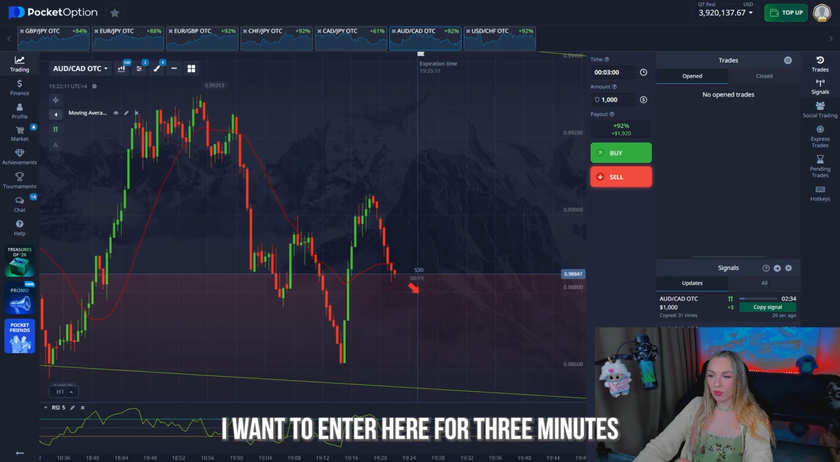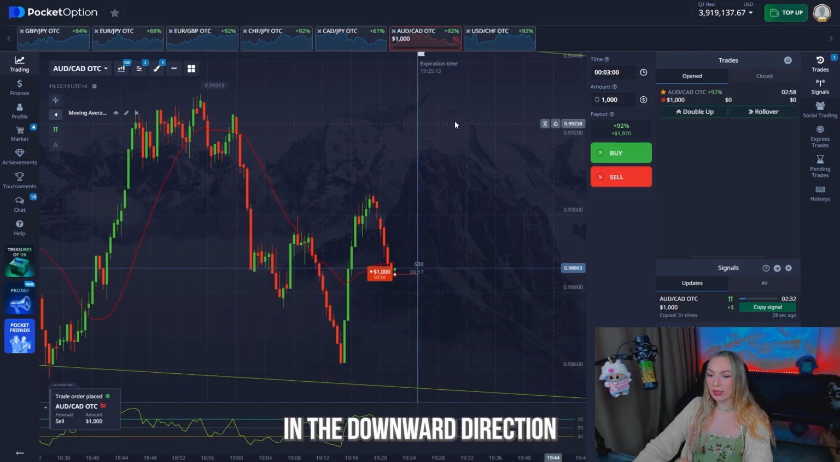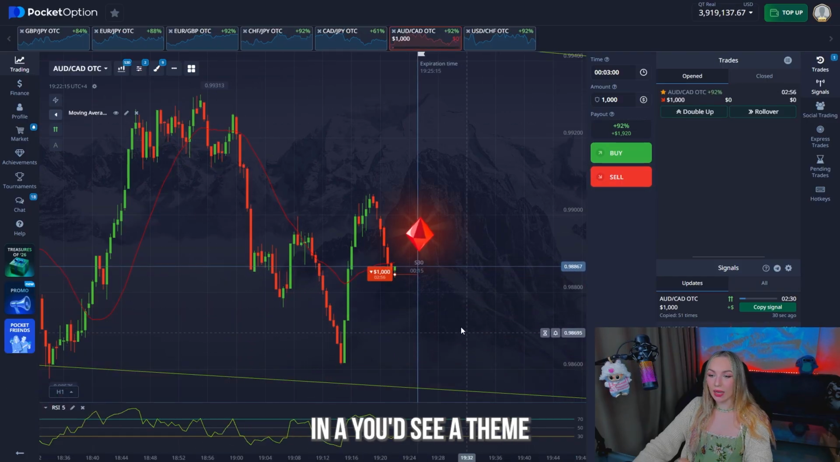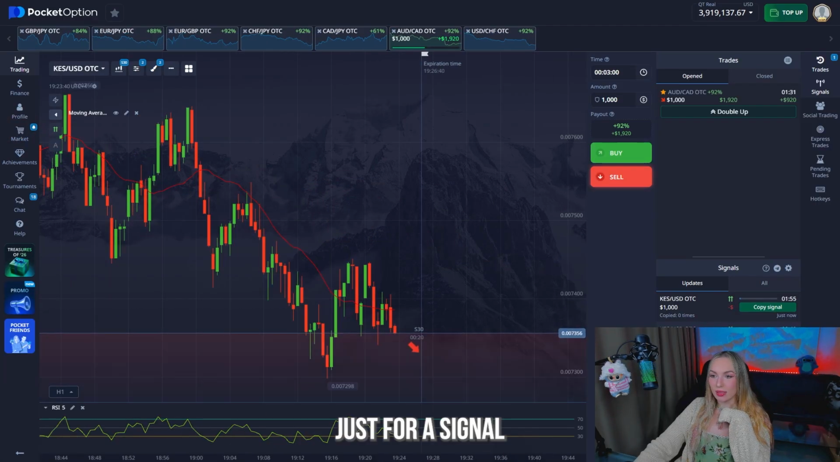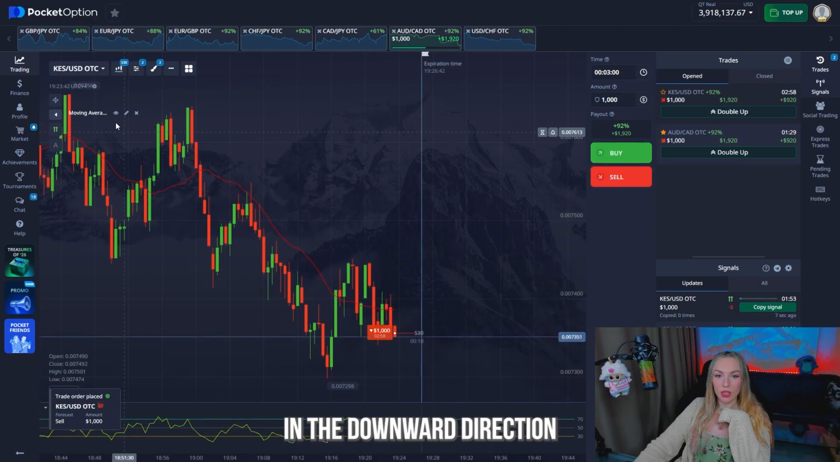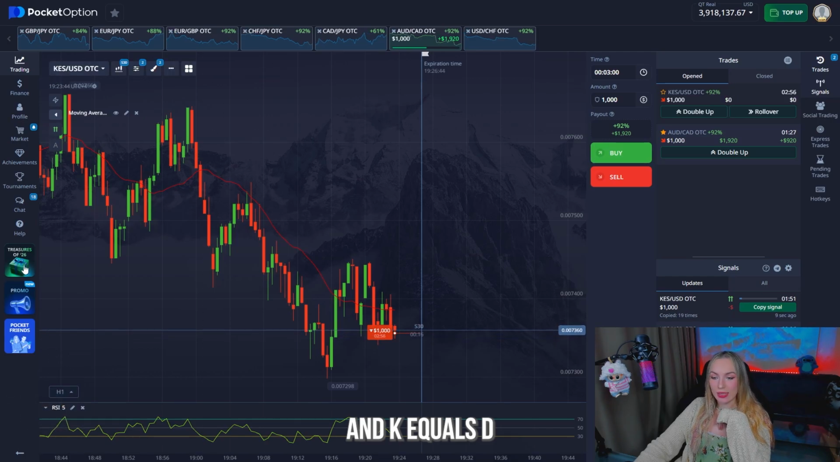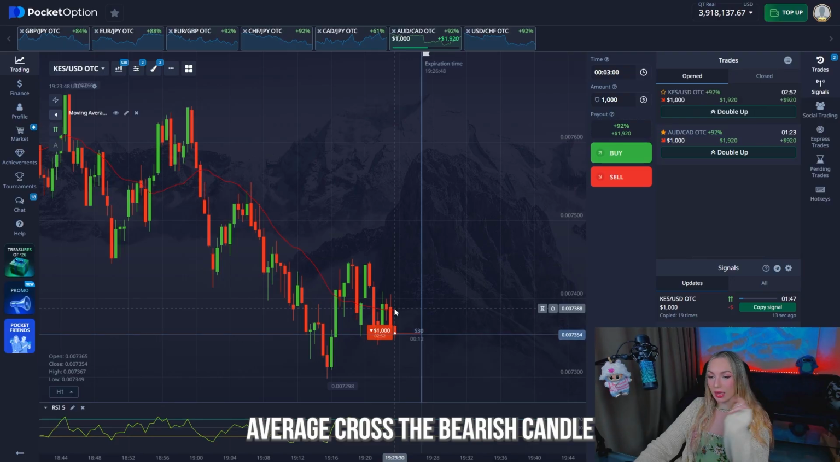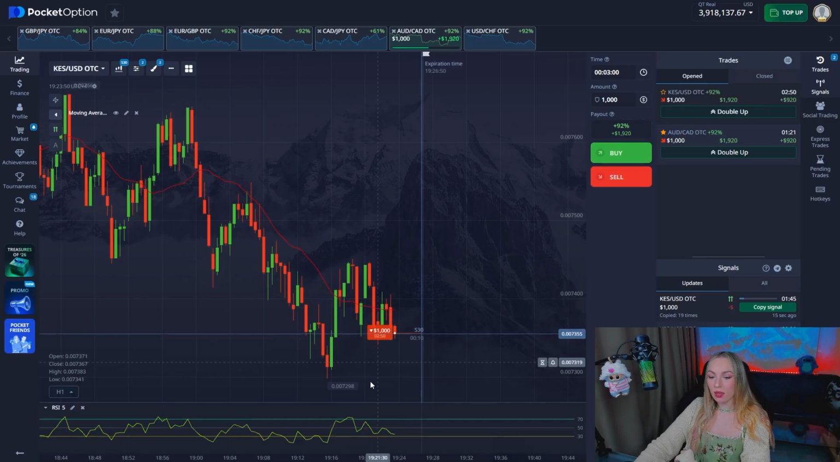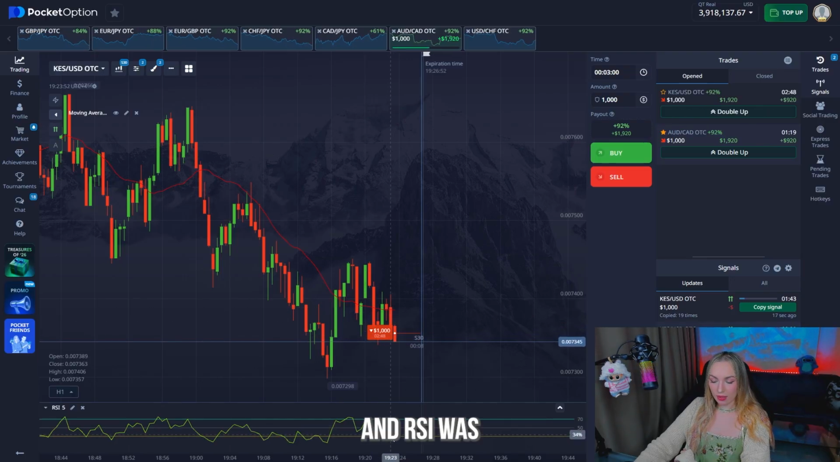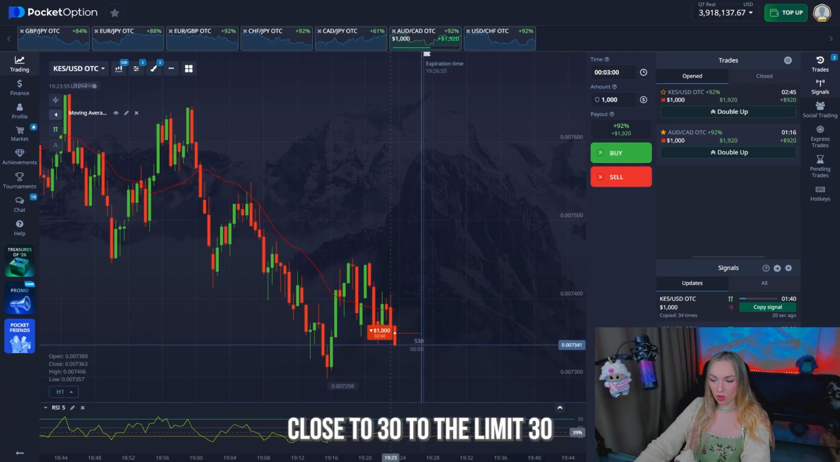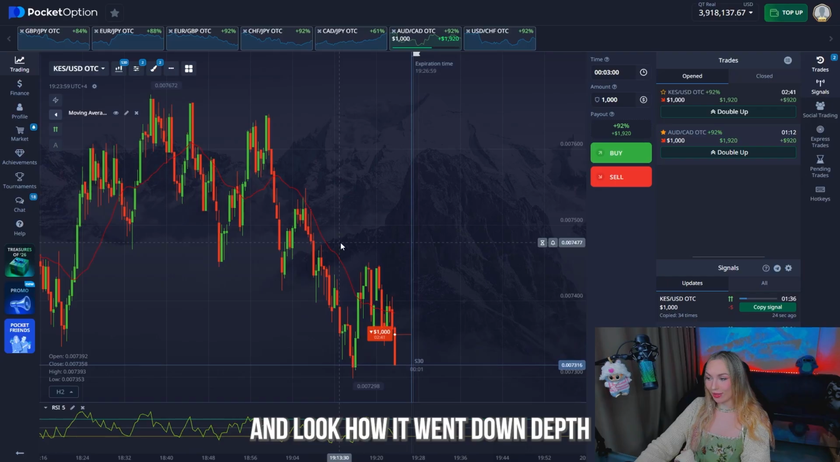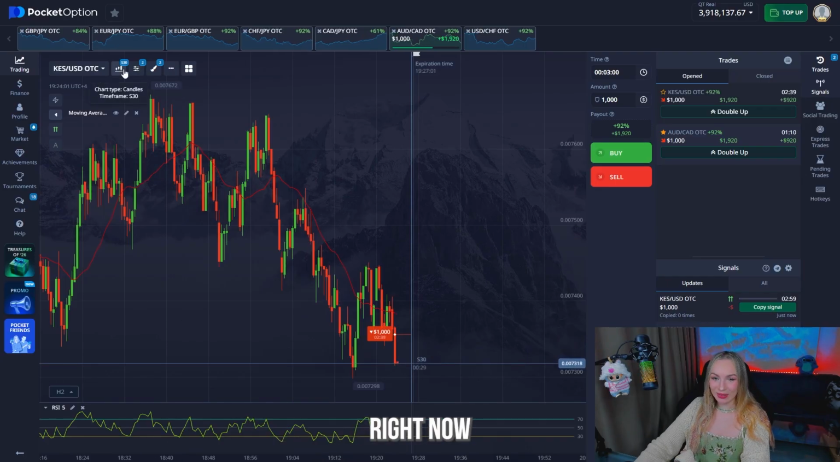Now you know what, I want to enter here for 3 minutes in the downward direction in AUD CAD. Just formed a signal for 3 minutes in the downward direction. As you can see, our moving average crossed the bearish candle, and RSI was close to 30, to the limit 30, and look how it went down just right now.